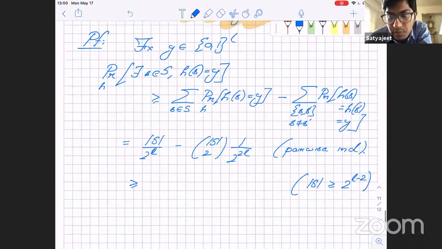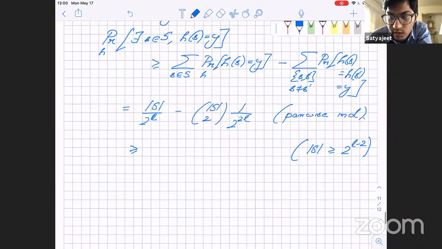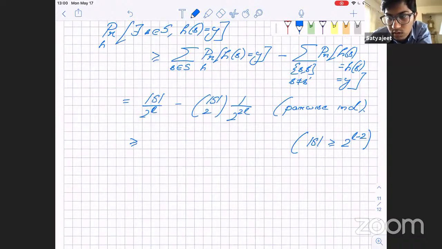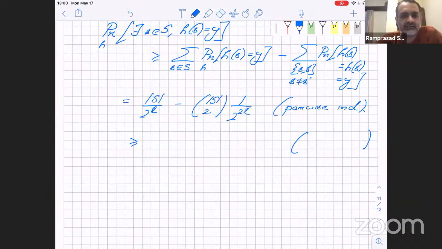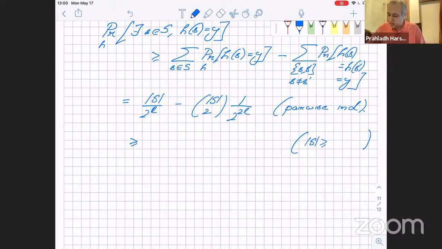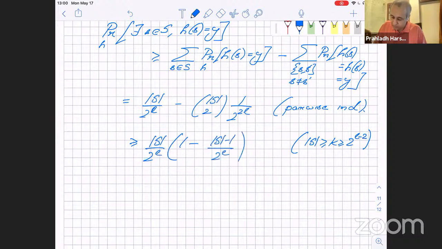Oh, sorry, this is the completeness case. So S is at least k, so it is at least 2 to the L minus 2. You just pull out mod S by 2 power L. Then I get 1 minus mod S minus 1 by 2 power L. Is that right?